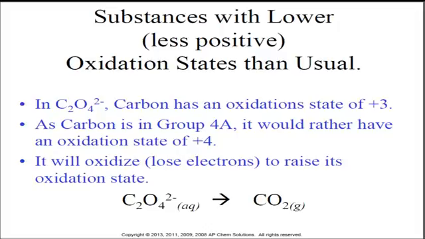Now here we have the oxalate ion. This is a substance that has a lower or a less positive oxidation state than usual. So in oxalate, carbon has an oxidation number of +3. Carbon is in group 4A, so it would rather have an oxidation number of +4. So it's going to oxidize or lose electrons to raise its oxidation state. So it goes from the oxalate ion to carbon dioxide.